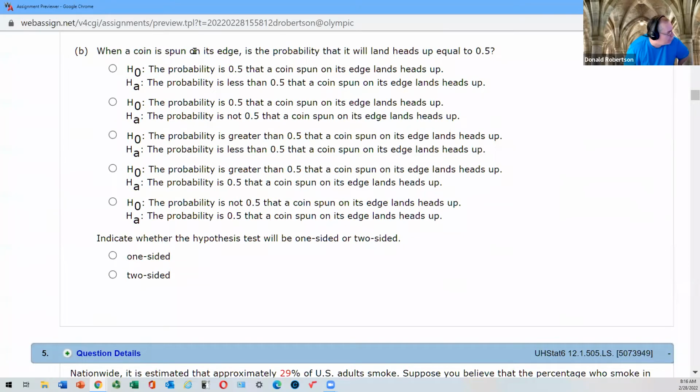Okay, this one: when a coin is spun on its edge, is the probability that it will land heads up equal to 0.4? Or is the probability, that's a key word there, 0.5? Okay, so I'm looking at that and I'm saying, well, what are you trying to prove? You're trying to prove it's not equal to 0.5. So I'm going to go through the alternates and see which one says it's not the same as 0.5.